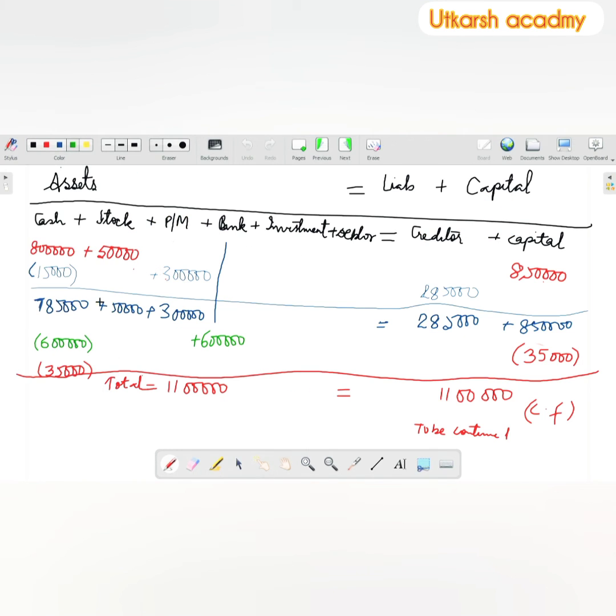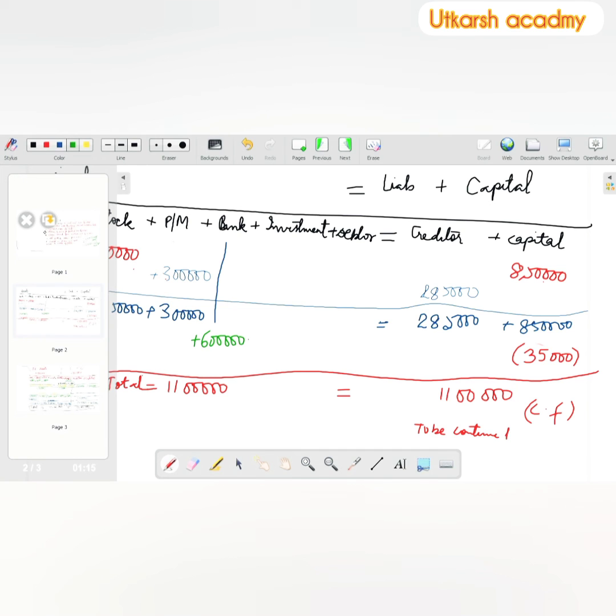See, 6 lakh cash has been deducted because this 6 lakh has been deposited into the bank. Okay, fine. So 6 lakh cash has been reduced and 6 lakh bank deposit has been increased. So the reduced bracket sign always shows a negative balance. Fine.